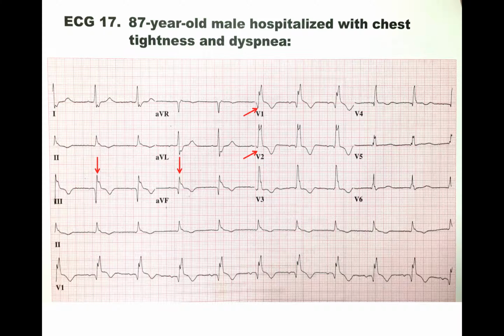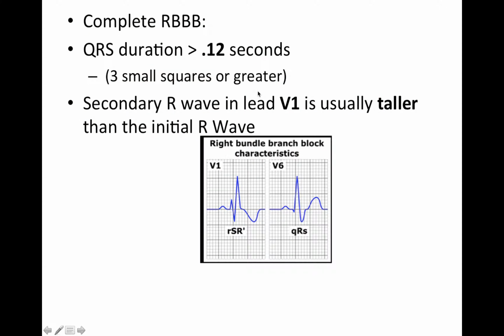The second thing to look for is that the secondary R wave in V1 is usually taller than the primary R wave, and that's the case here in V1. You can see the secondary R wave taller than the first R wave, and in the next slide, a better look at it. The secondary R wave in lead V1 is usually taller than the initial R wave. That's another thing that you can find in a right bundle branch block.